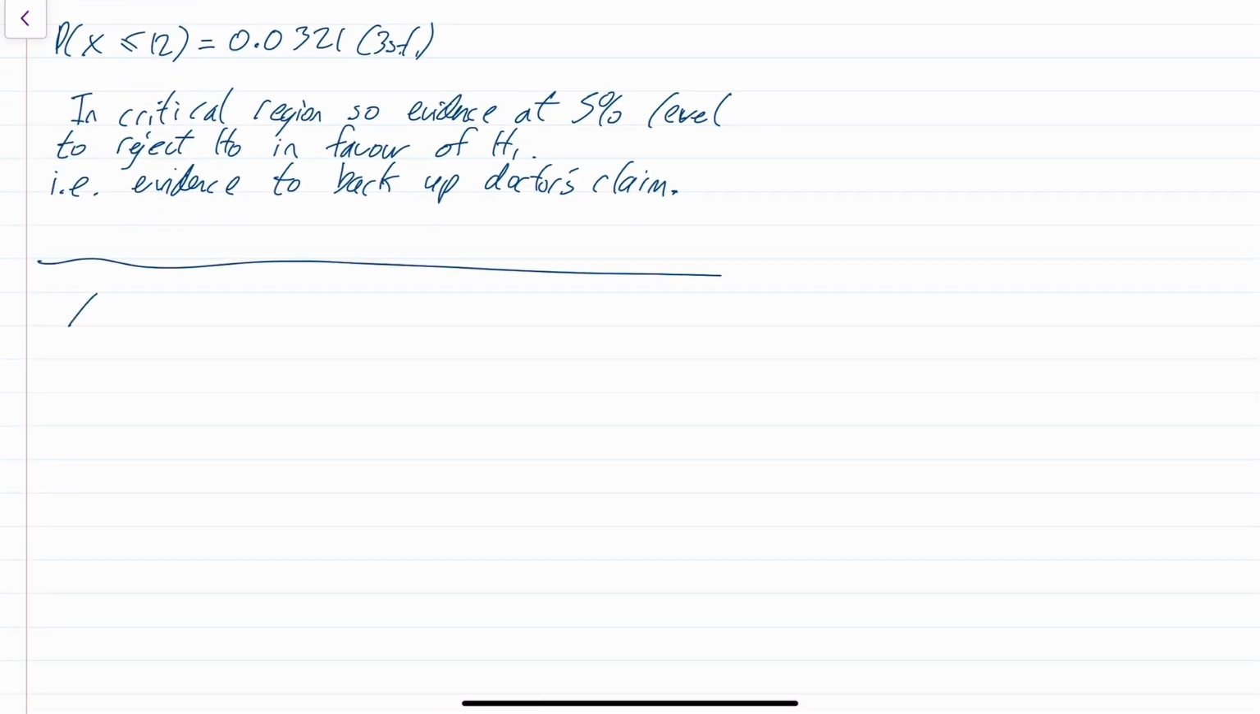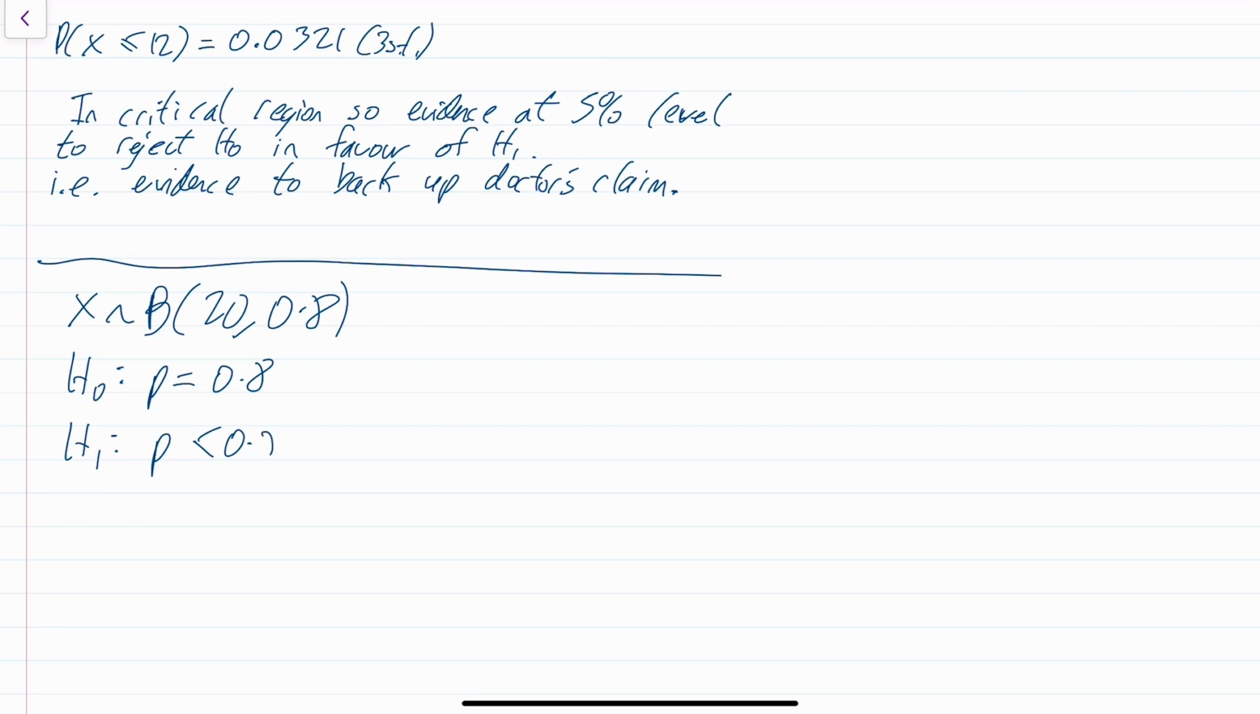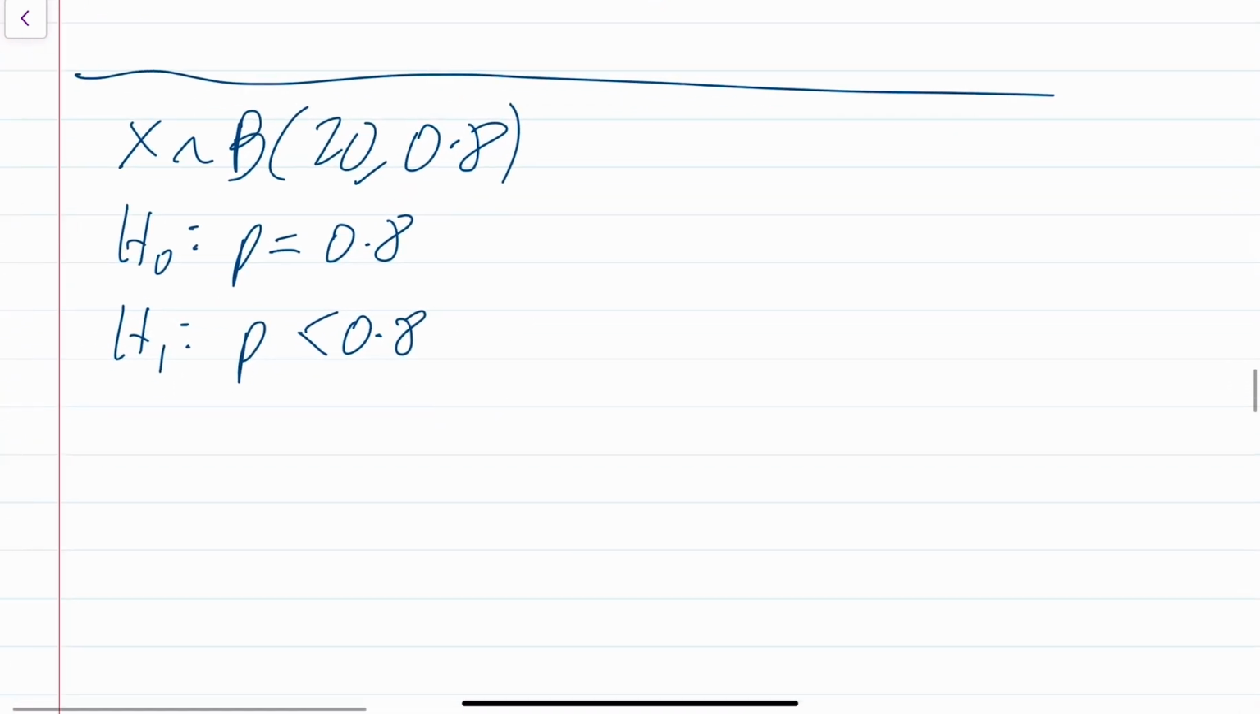So the other method: X is distributed binomial, 20 and 0.8. My H0 was that p was equal to 0.8. My H1 then was that p was less than 0.8. And we had to see the value, the lowest value that goes into that.